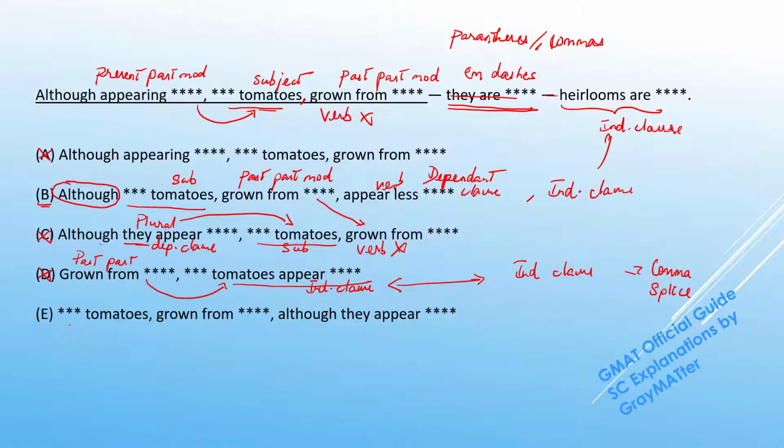Now in E, we start off with the subject heirloom tomatoes, followed by this past participle modifier. And if we just ignore this modifier, we can see this construction problem. Heirloom tomatoes, although they appear. So you can see that this construction is totally inappropriate because we do not have a verb which applies to the subject. So E goes off. So the right construction and logic is in B, Bravo.